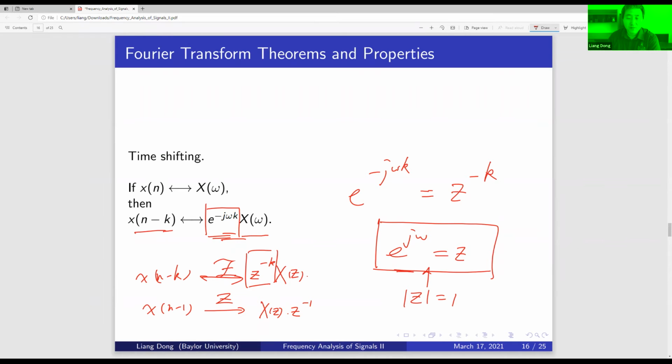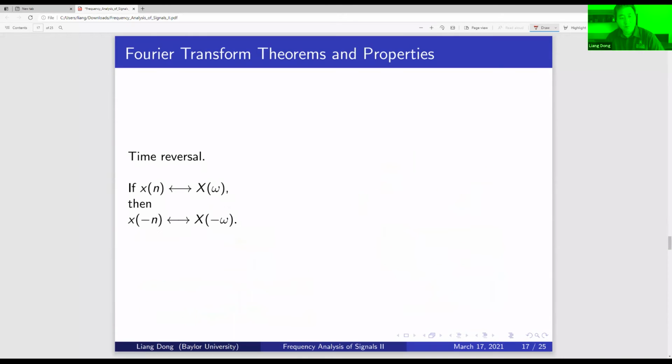No surprise, because the Fourier transform is a special case of Z transform. With the Fourier transform, we are examining the signal in Z transform, but we are only going to travel along the unit circle. Okay, so these time shifting properties should be the same like this.